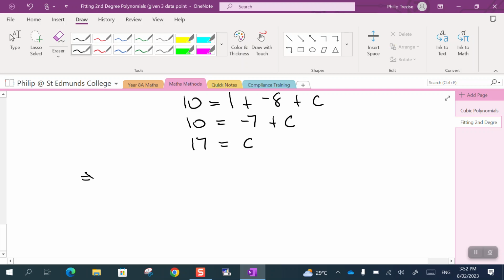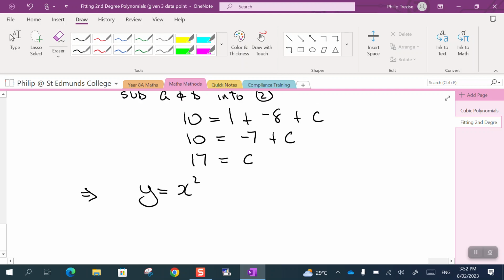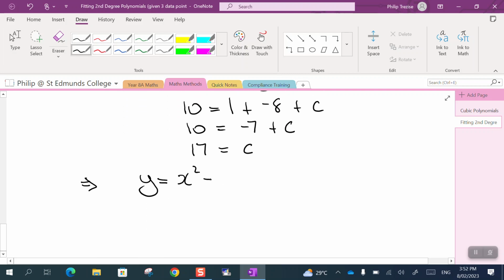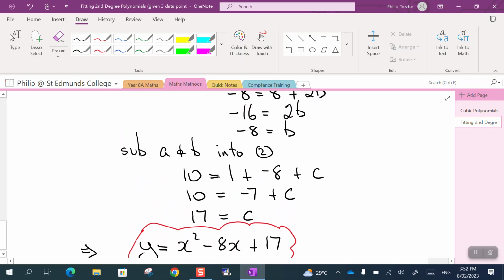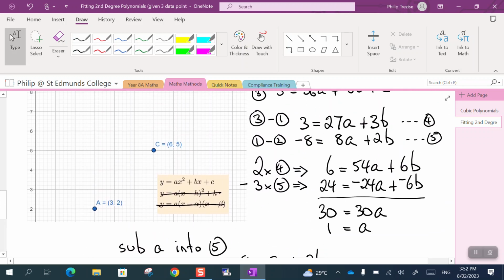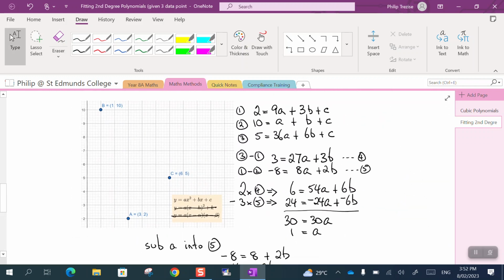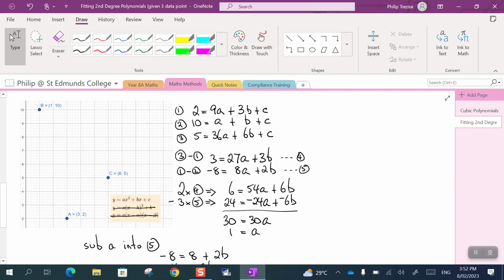Now, altogether then, that means that my equation, y equals ax squared plus bx plus c, a was 1, b was negative 8, and c was positive 17. So, if we were to check with technology, I could type that quadratic in standard form onto my graphing calculator, and I should find that it intersects those 3 points nicely.